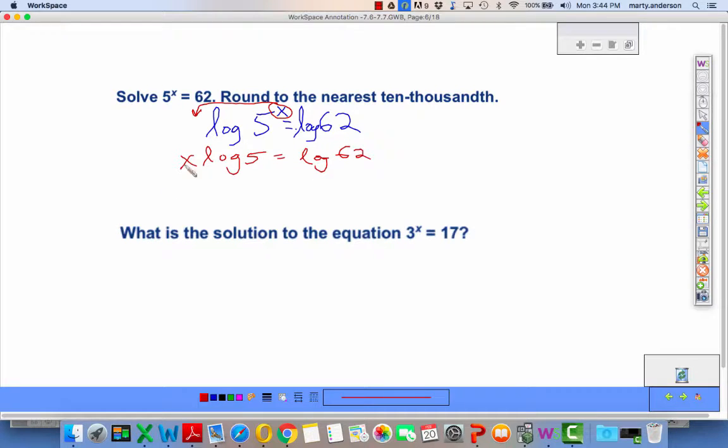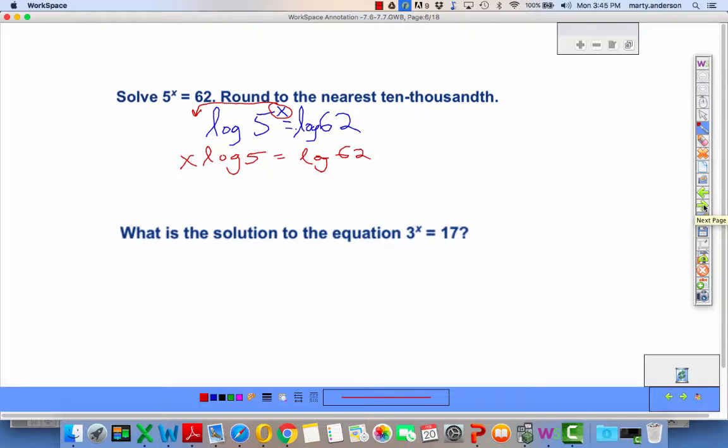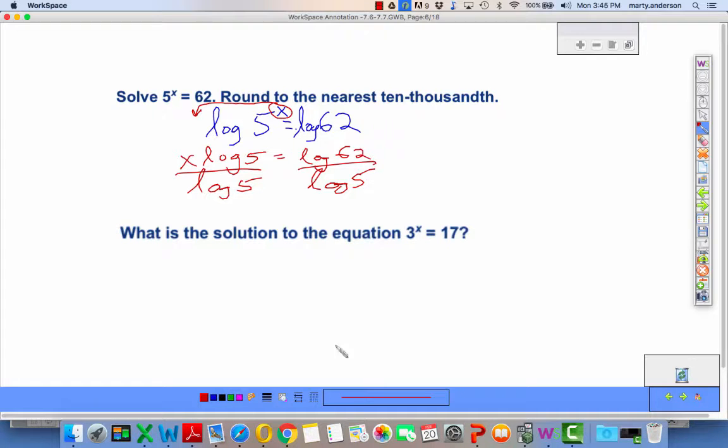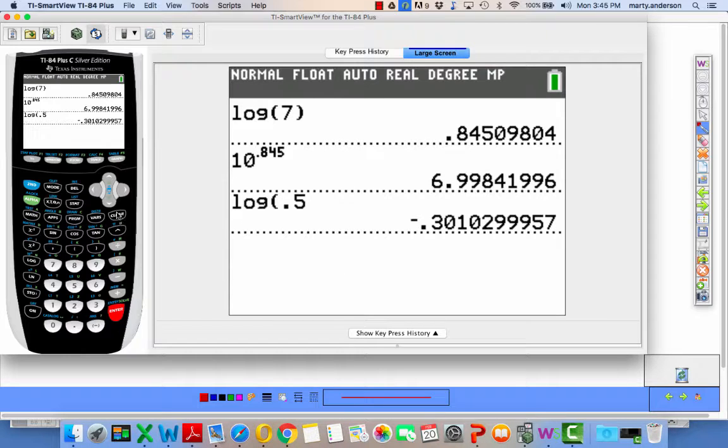Now, log 5 is just a number. We just did it back here. Log 5 is a number that we can get on our calculator. So if I'm solving x times a number, I can divide both sides by the log of 5. So you grab your calculator and you type in log 62 divided by log 5. Simple as that. So this is how we're going to solve for variable exponents now.